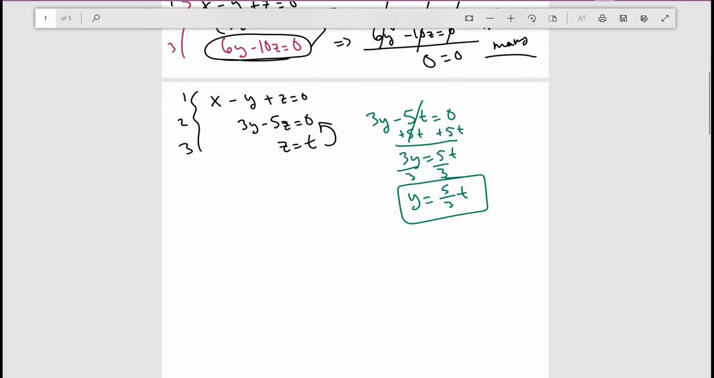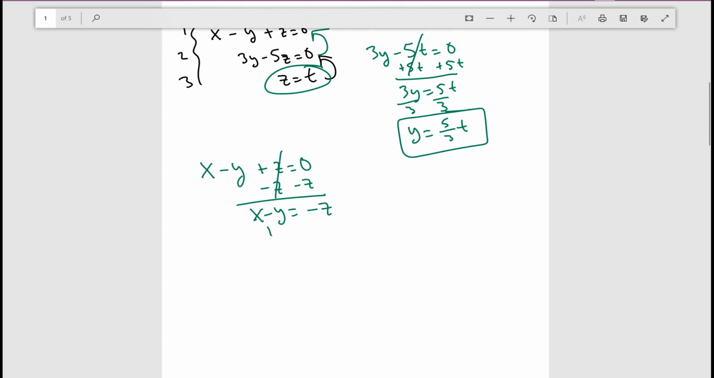Okay? So now I got what z was. z was equal to t. y is equal to 5/3 t. Now that I know what z is and what y is, we're going to plug it into the last one. So we have x minus y plus z equals 0. Let's solve for x. First, let me move the z over. So I get x minus y equals negative z. Now let me move the y over. So I get x equals y minus z.